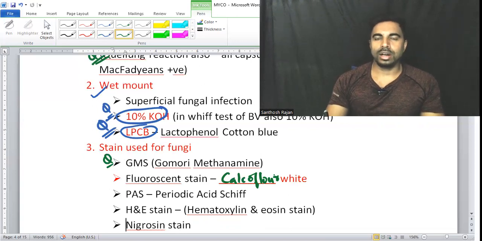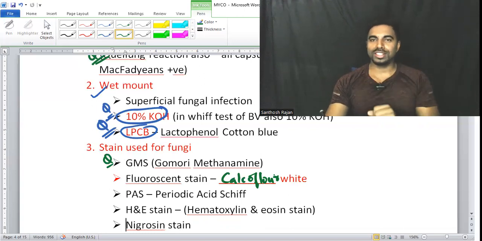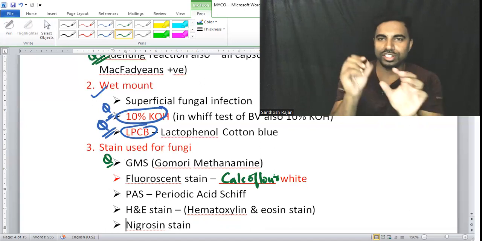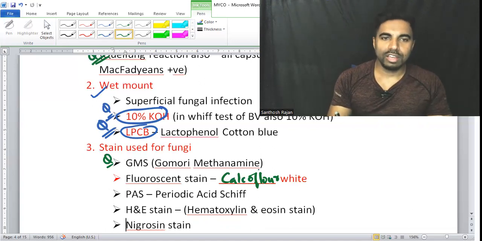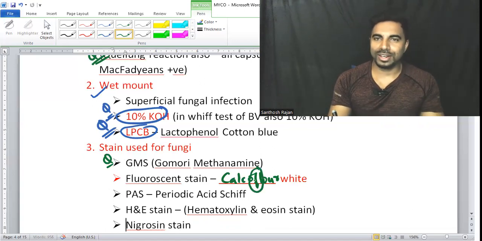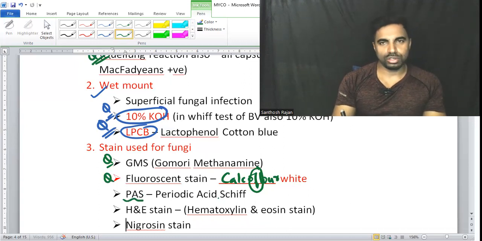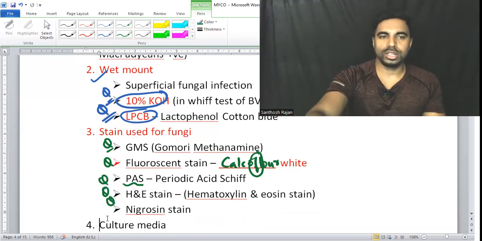Like this, there are auramine and rhodamine for Mycobacterium tuberculosis. These are the fluorescent stains. Here, calcofluor is for your fungi. Easy. If we forget, there is a clue: Hep for fungi, so for fungi you use fluorescent. And PAS, periodic acid-Schiff, we also use, and hematoxylin and eosin. Nigrosin, already told you, is for capsule, nigrosin and India ink.